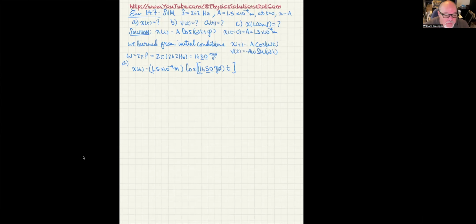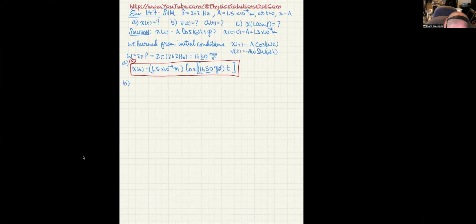And now I can go ahead and say that A is equal to all this. Notice that also tells us, since the 1650 is in radians per second and the t is going to be in seconds, when you multiply those two, you actually do get radians, which is exactly what we'd expect. So that's working out right.